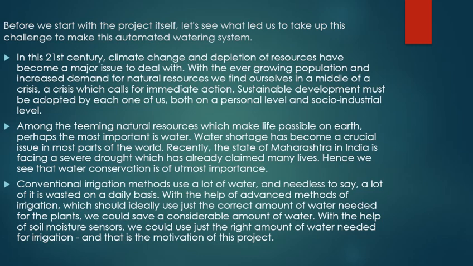Conventional irrigation methods use a lot of water and, needless to say, a lot of water is wasted on a daily basis. With the help of advanced methods of irrigation, which should ideally use just the correct amount of water needed for the plants, we could save a considerable amount of water with the help of soil moisture sensors. We could use just the right amount of water we need for irrigation, and that is the motivation of the project.